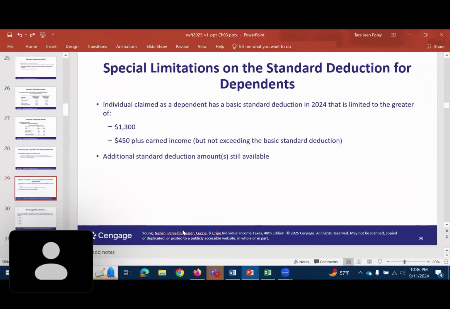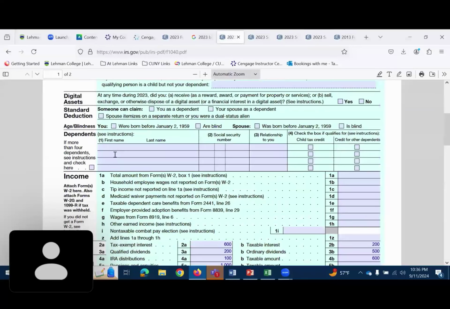Okay, now there's a limitation if you have a dependent, which we're going to talk about what a dependent is after this. So if you have a dependent, meaning, let's say I have a child and I'm filing my tax return and I'm listing them on page 1 of my tax return as a dependent. Child number 1. You have to have a social security number. I'm going to say it's my child and see if I get the credit or whatever, doesn't really matter. But if they're a dependent of mine, then I'm claiming them on my tax return.